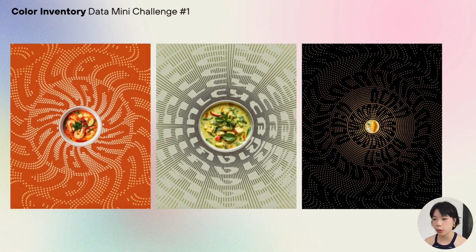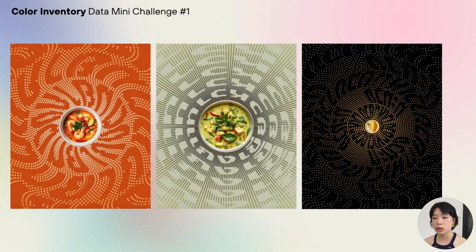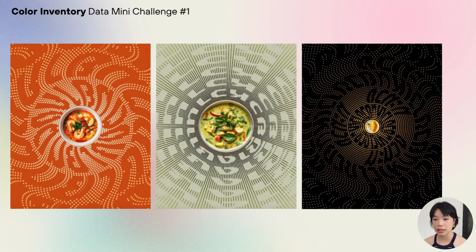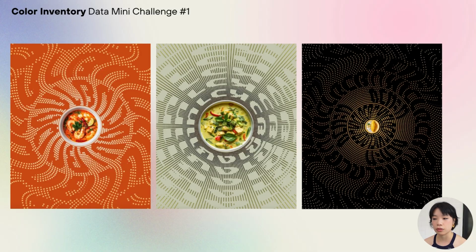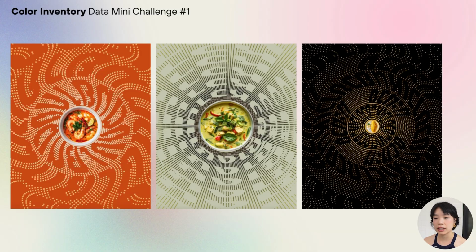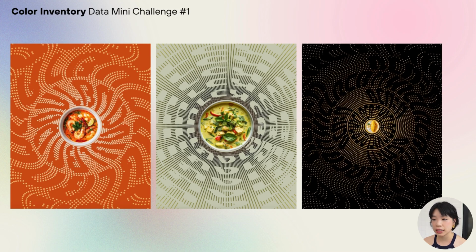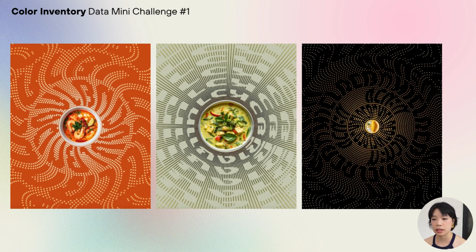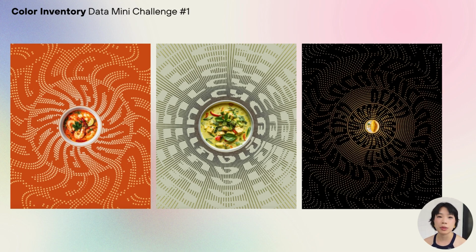Alright, so I took a crack at it and here is what I came up with. A series of posters, each one centered around a different Thai dish, using colors extracted from the image itself as the palette. When I started, I didn't really have a final visual in mind. I just wanted to try extracting colors from an image, and that was my ingredient.